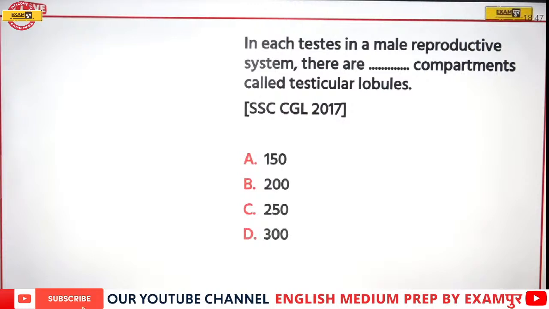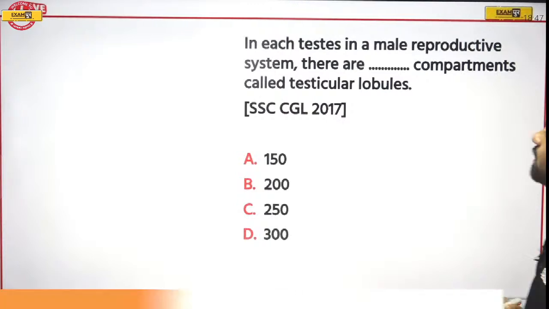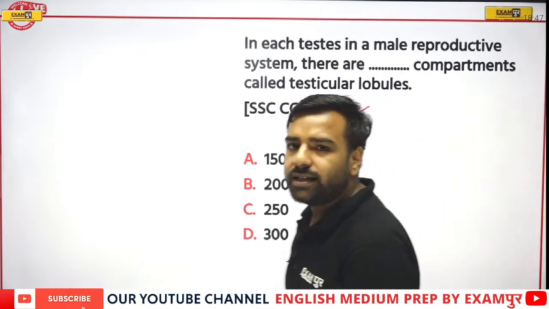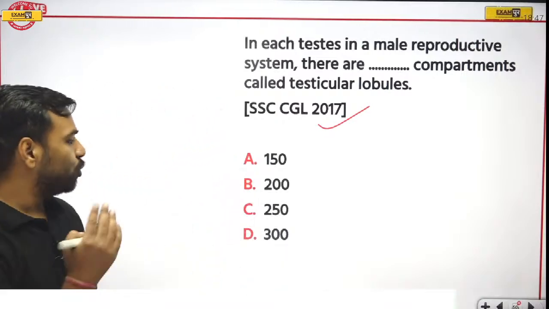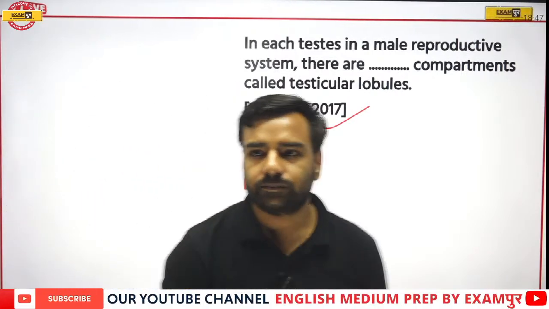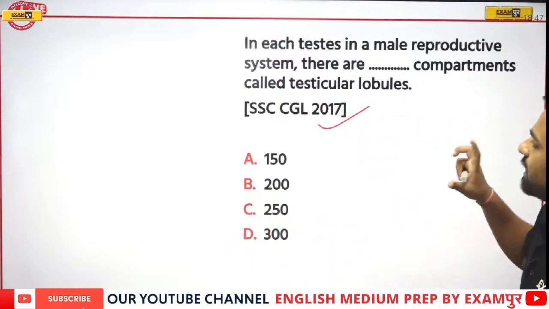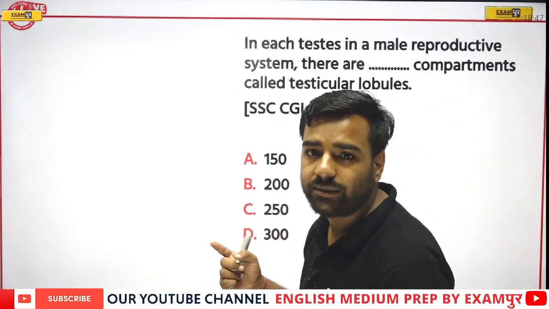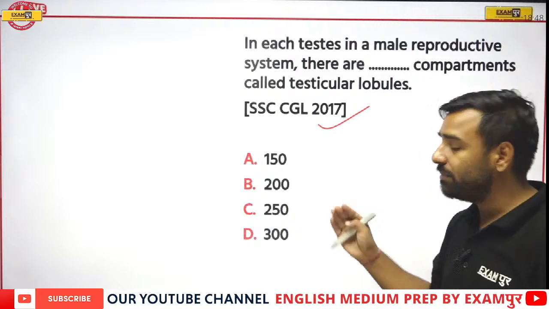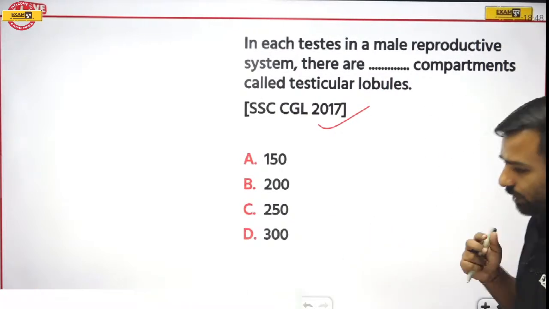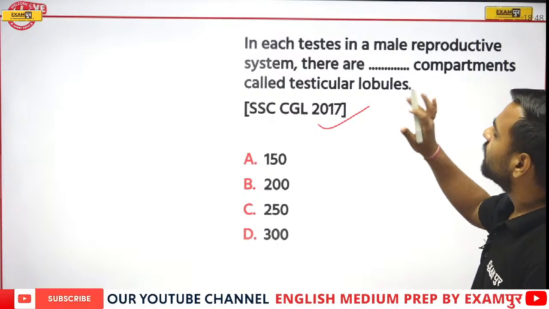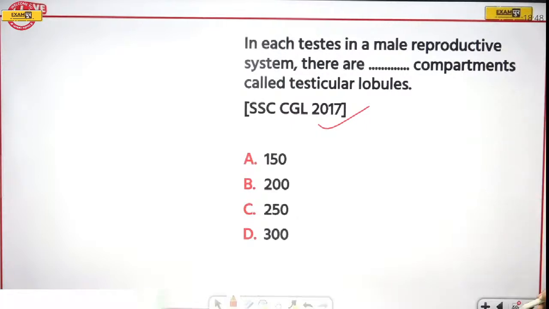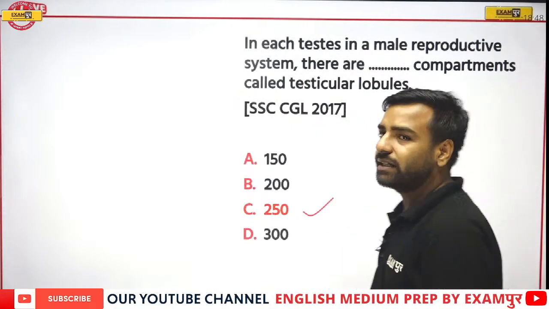In each testes in a male reproductive system, there are dash compartments called testicular lobules. Now this question is from CGL 2017. What is the number? Is it 150? Is it 200? Is it 250? Or is it 300? This question is an important one, because it is not only asked in CGL. Apart from that, it is also asked in the CHSL and CPO exams as well. So yes, this plays a significant role. It may be asked again. So please remember, in each testes in a male reproductive system, there are actually 250 compartments. So here option number C will be the correct answer.